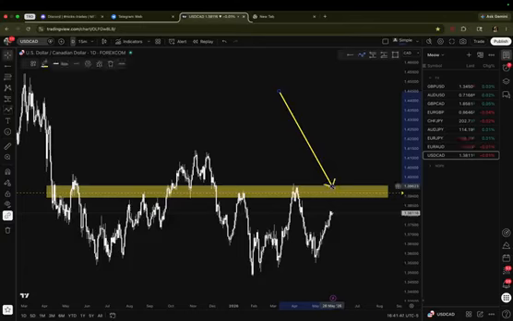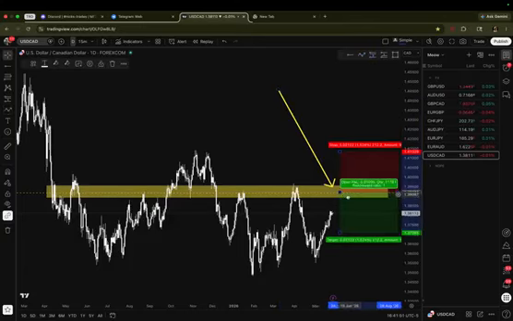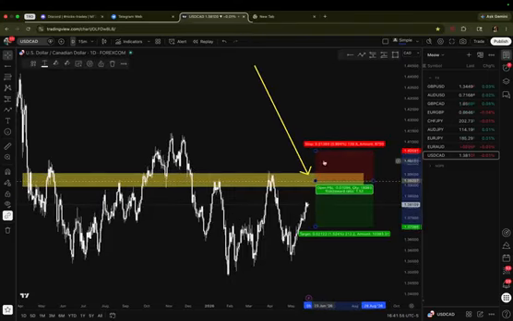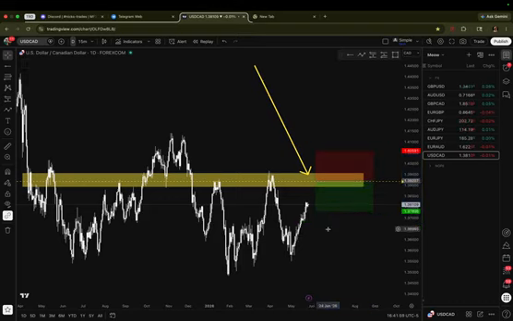If we get back up into here, all I'm going to be doing is looking to sell. What's the trade going to look like? Something like this. A sell there at the zone. Stop loss just above. That looks to be a pretty good stop loss right there. Not too close, not too far. Take profit at a 1-to-1 risk-reward ratio.